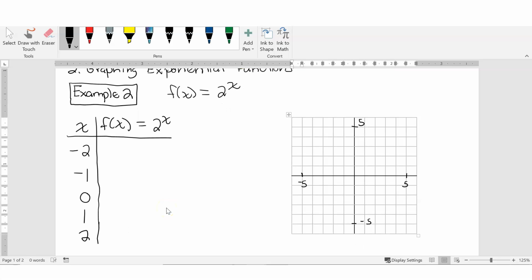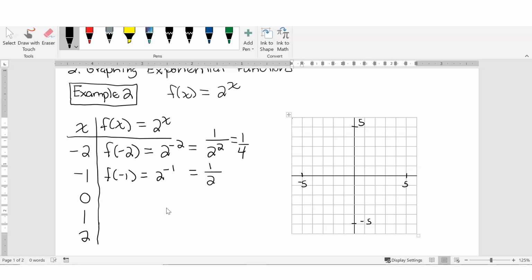Let's look at example 2 on page 466 of the text. So now f of x is 2 to the x. So we can select those 5 x values from -2 to 2 and substitute them into the function. Now, don't forget your rules of exponents. 2 to the -2, remember, a negative exponent is 1 over that expression with the positive exponent. So this would be 1 over 2 squared, or 1/4. f of minus 1, that would be 2 to the minus 1 power, or 1 over 2 to the first power, which is 1/2.